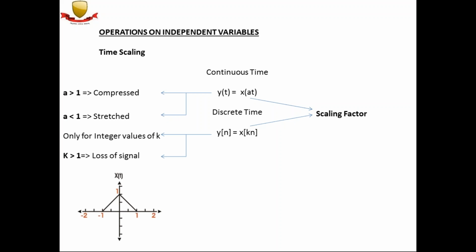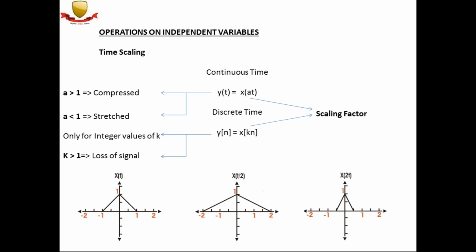Fine. Let's say this is your original signal. You can see here a triangular signal, and now, as I have already explained, if A is less than 1, let's say this time A is equal to 1 by 2, then x(t/2) should be the stretched version. You can see here now your signal has been stretched from -2 to 2. And similarly, if A is greater than 1, this time A is equal to 2, you can find that your signal is a compressed version, right?